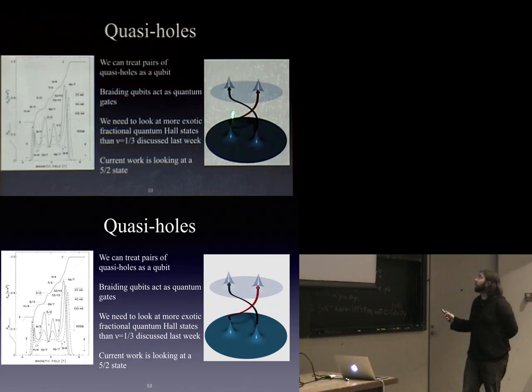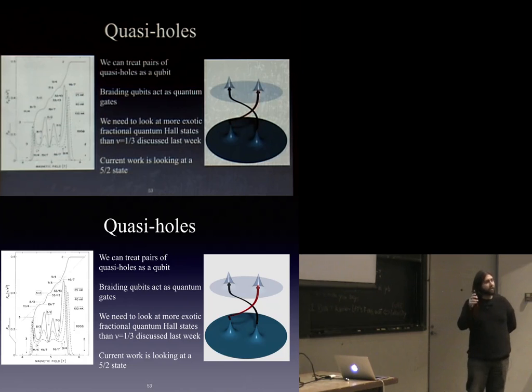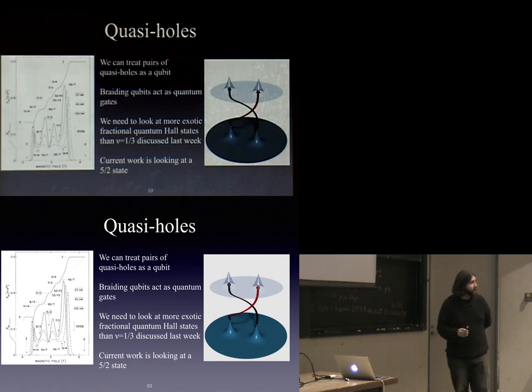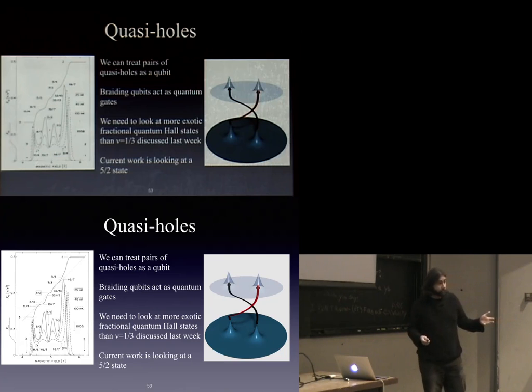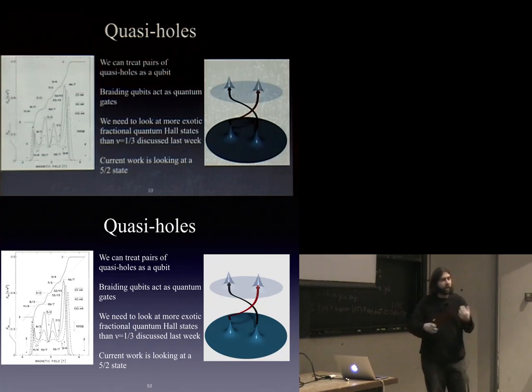And then if I, for instance, braid the quasi-holes, I wind one around the other, that acts as a quantum gate acting on that one qubit. And if I do some more non-trivial braiding, where I take these qubits over here and I do some funny braiding around another set of qubits, that acts as a quantum gate that acts on multiple bits at once. So if there was a way to pin these topologically protected states down and force them to braid in these particular ways, you could build a significantly more robust quantum computer.